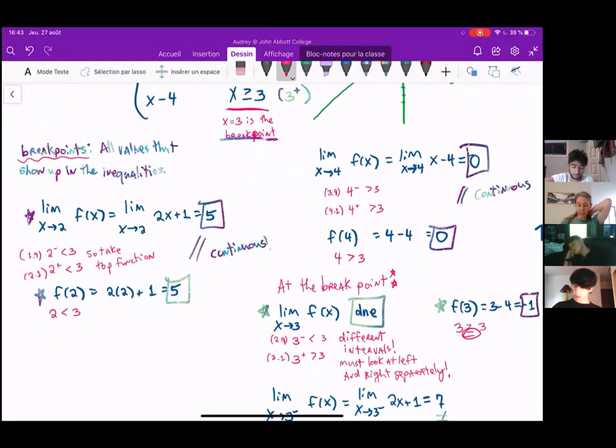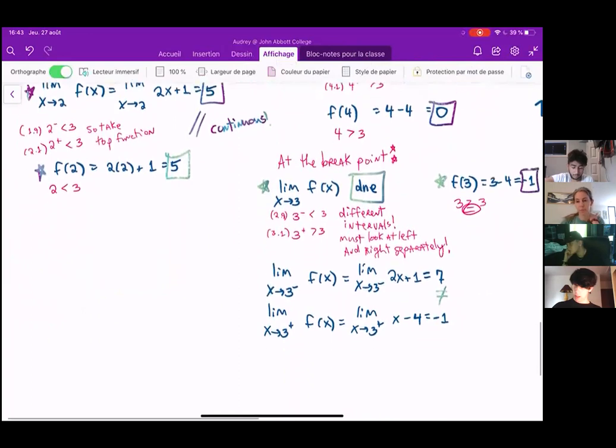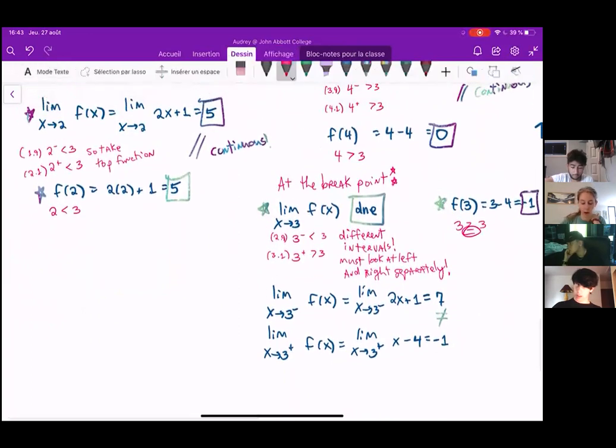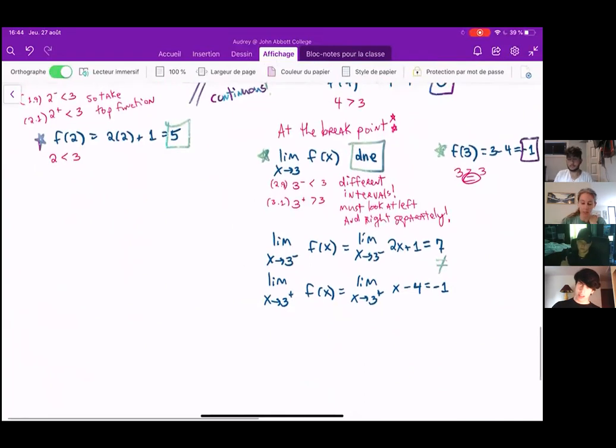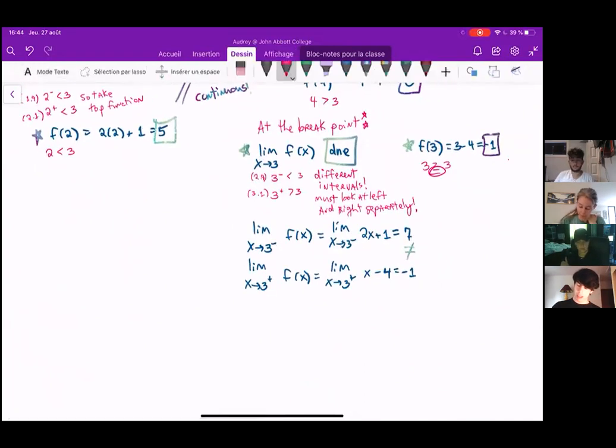Is this function continuous at 3? No. So we said this originally from looking at the graph. We could see that it wasn't continuous. And what kind of discontinuity does it have? A jump. The left and right are different. We saw that from the graph, and now we're seeing it from the limits. This is a jump discontinuity.